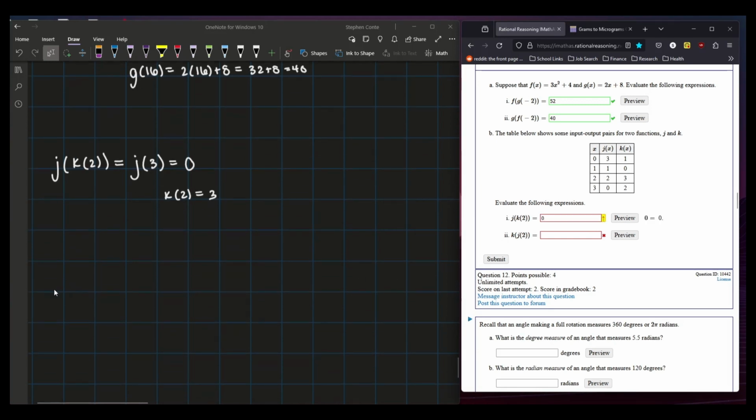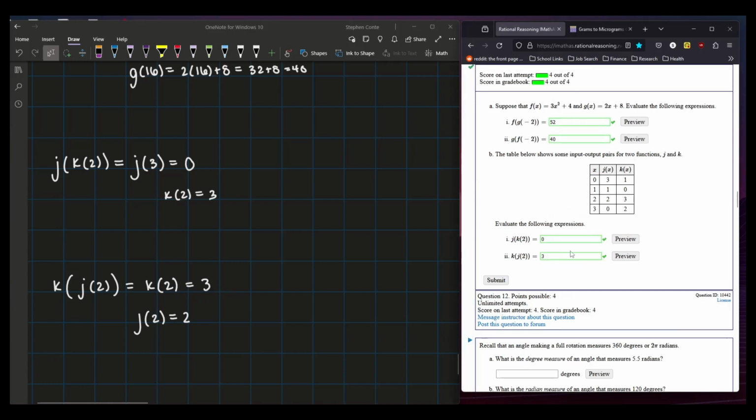Now k of j of 2 is equal to, first of all, what's j of 2? Go over to 2. J of 2 is 2. So now I'm looking for k of 2. We already know k of 2 is 3 from above. So these are our two answers.